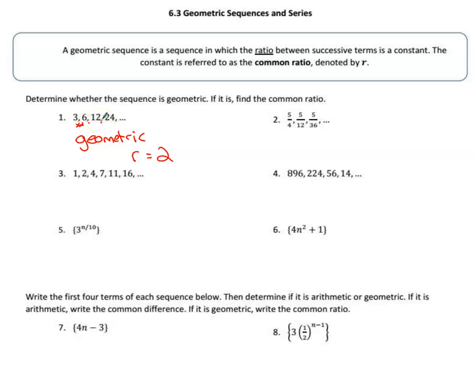Well, on number 2, I look and I see 5 fourths, 5 twelfths, 5 thirty-sixths. Well, the numerator stays 5, but 4 times 3 is 12. 12 times 3 is 36. So we're multiplying by 1/3 each time. So since we're multiplying by the same amount, that's our common ratio. And that means, yes, it is geometric.